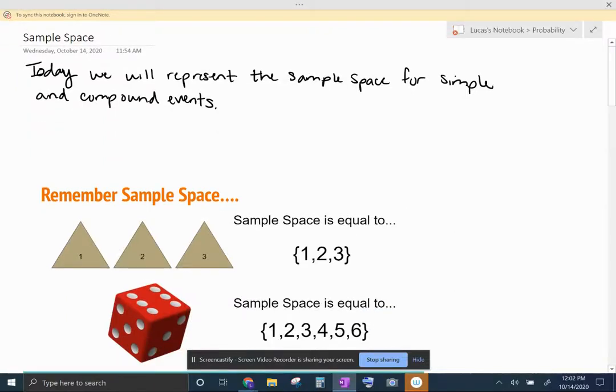What's up, everybody? Today we are working on probability, but we're working on representing the sample space.